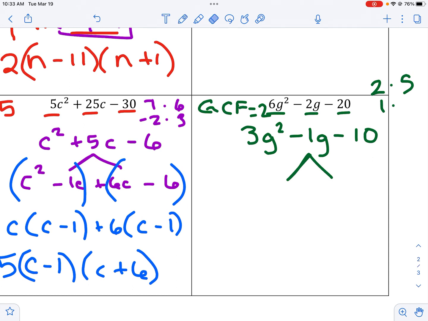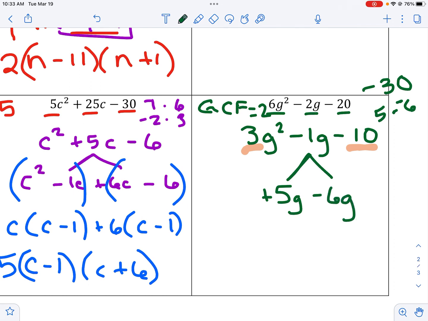Oh, wait a minute, not 10. I got in a hurry, didn't I? So I have a 3 and a 10. I want to make negative 30. So then I believe it's going to be 5 and 6. And the 6 can be negative. So 5 g's minus 6 g's makes negative 1. And 5 times 6 would make me the negative 30 that I need. Okay, almost made a mistake there.